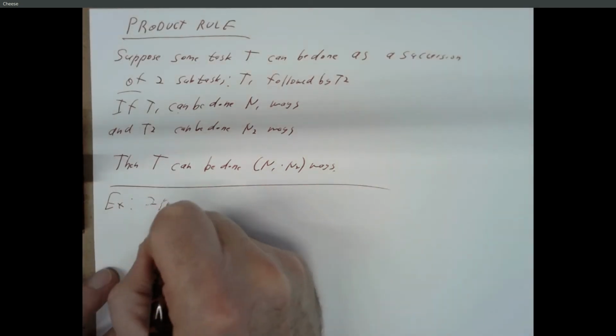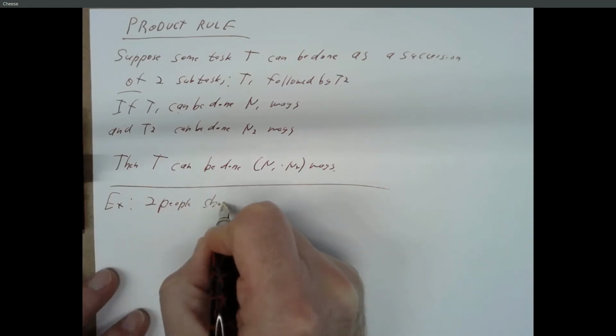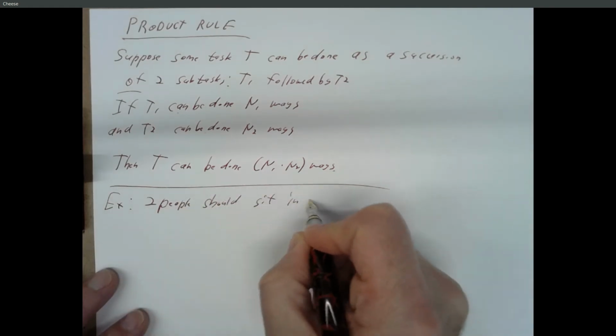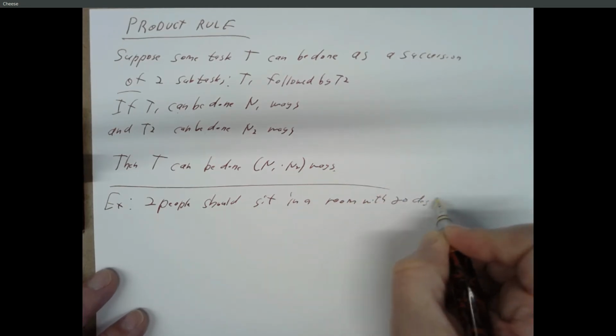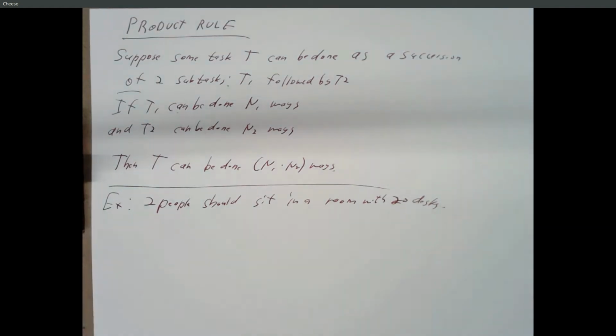Example, 2 people should sit in a room with 20 desks. So you got an empty room, it has 20 desks in it, and we want 2 people to go into this room and somehow find a seat and sit down. And each person has to sit at a desk, they can't share a desk, and nobody can stand. So how many different ways can these 2 people go into the room and choose where to sit down? When we walk in, how many different situations might we see?